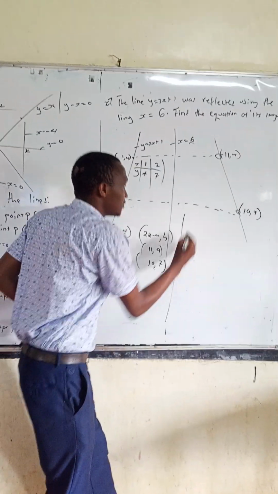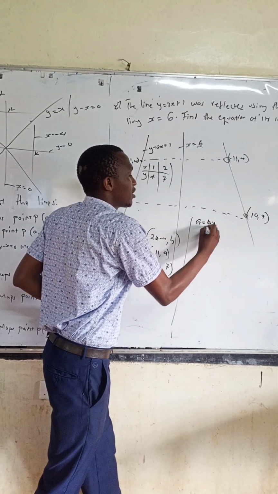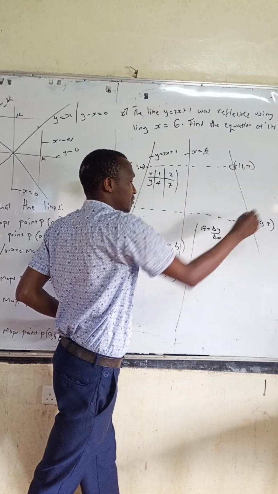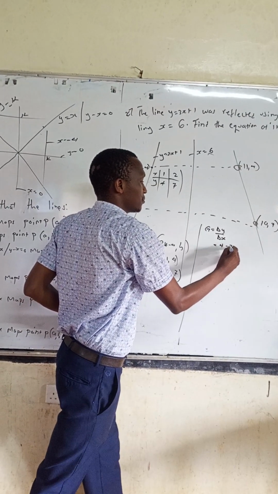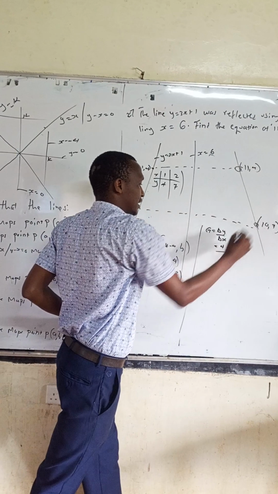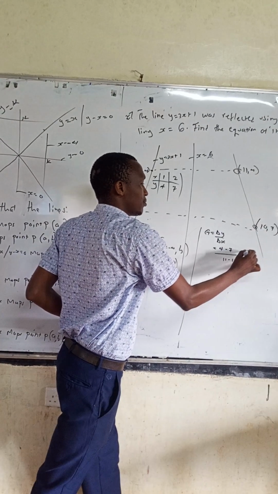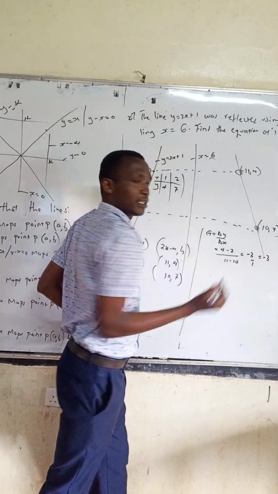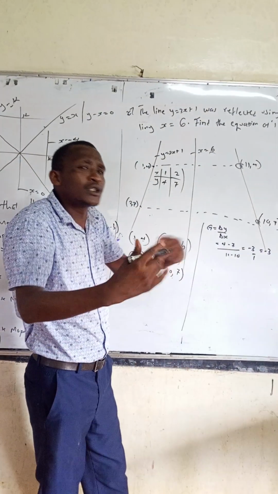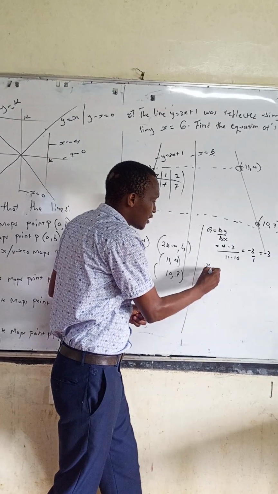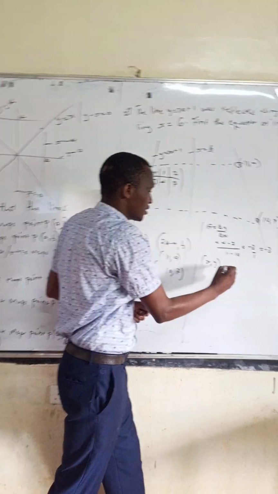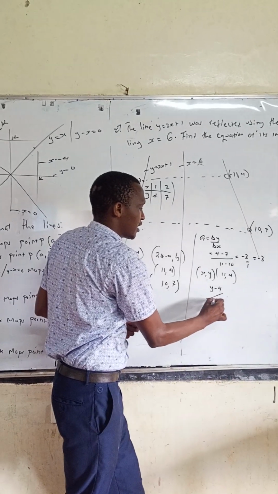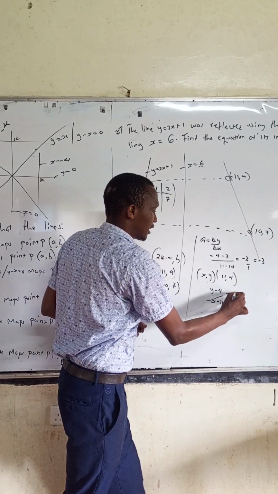If I want to find the equation of this image, first thing, I must find its gradient. So gradient will be change in y over change in x. So the y coordinate will be 4 minus 7 over 11 minus 10, which is 4 minus 7 is negative 3 over 1. So gradient is negative 3. If I want to find its equation, introduce a simple point x, y, pick one of the points, 11, 4. So say y minus 4 over x minus 11 will give you negative 3.